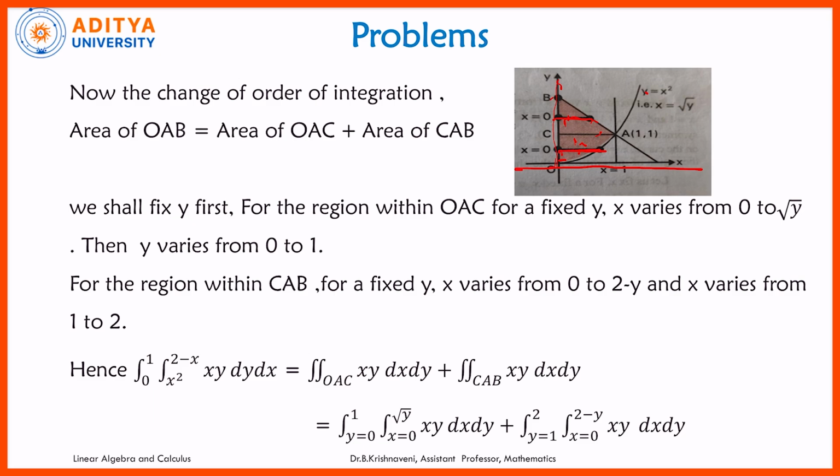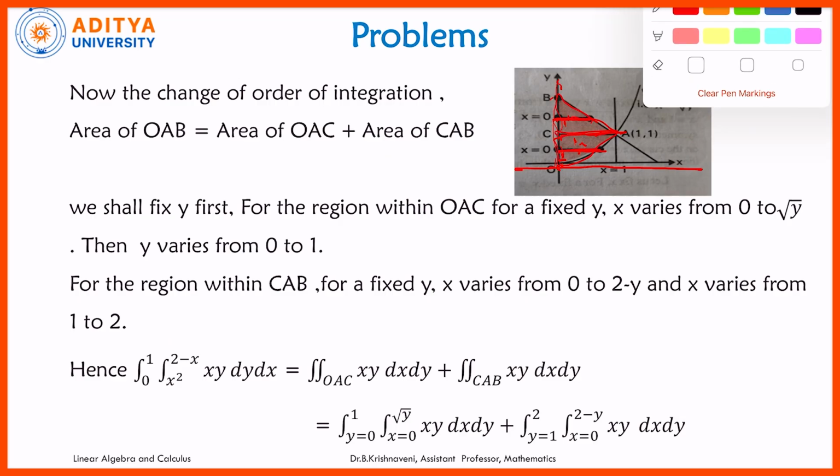If we consider the strip at this part, the left is touching the y axis and the right is touching the parabola. But if you take the strip at this place, the left is touching the y axis only, but the right is touching the line x plus y equals 2. So we need to divide this entire region into two parts, so that the total area OAB is equal to OAC plus CAB.